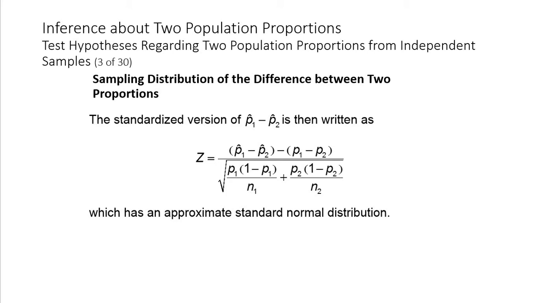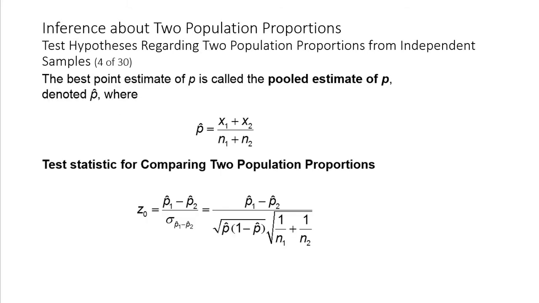So we're going to follow the z distribution that has a standard normal distribution, and just like we did when we estimated the population proportion, we're going to find the point estimate. We're going to call this estimate a pooled estimate. The pooled estimate p hat is equal to x1 plus x2 divided by n1 plus n2, and in order to test hypotheses we need to come up with the test statistic.